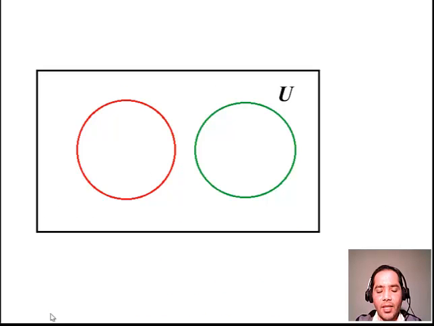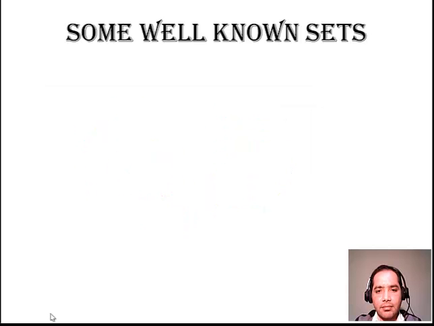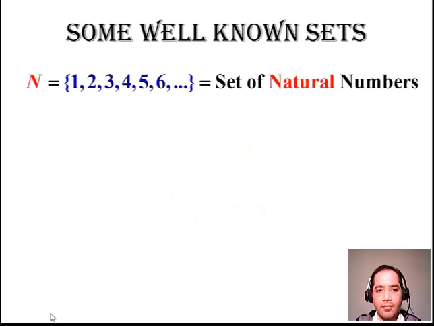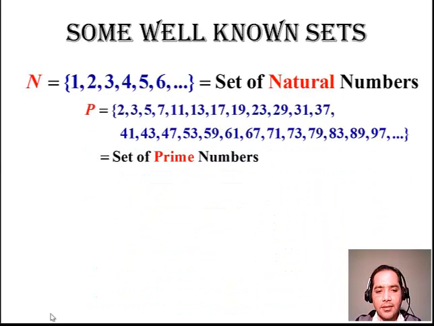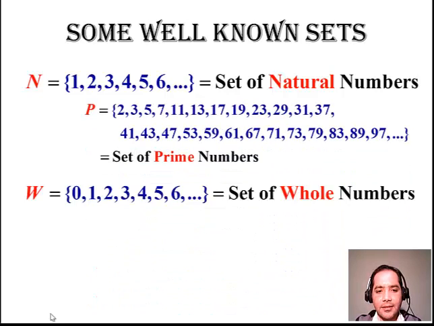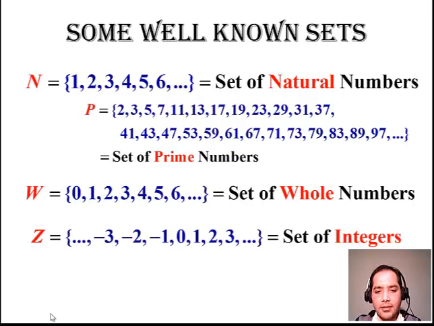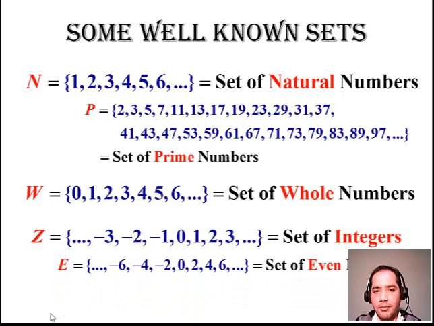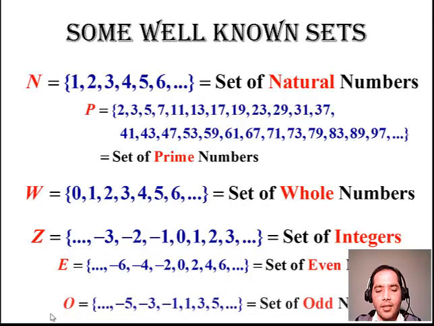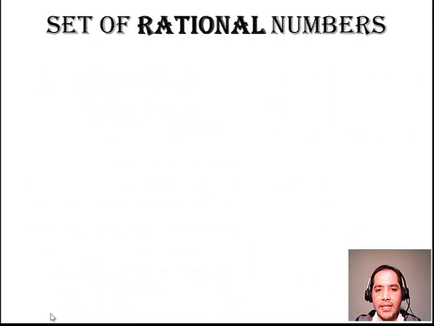This is the Venn diagram of disjoint sets. A = {1, 3, 5, 7, 9} and B = {2, 4, 6, 8, 10}. There is nothing common between A and B. Some well-known sets: the set of natural numbers, prime numbers, whole numbers, integers, even numbers and odd numbers.